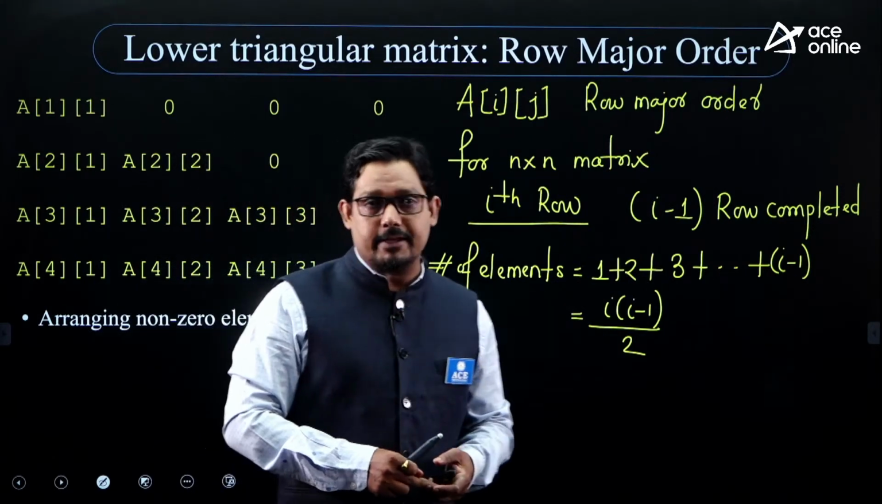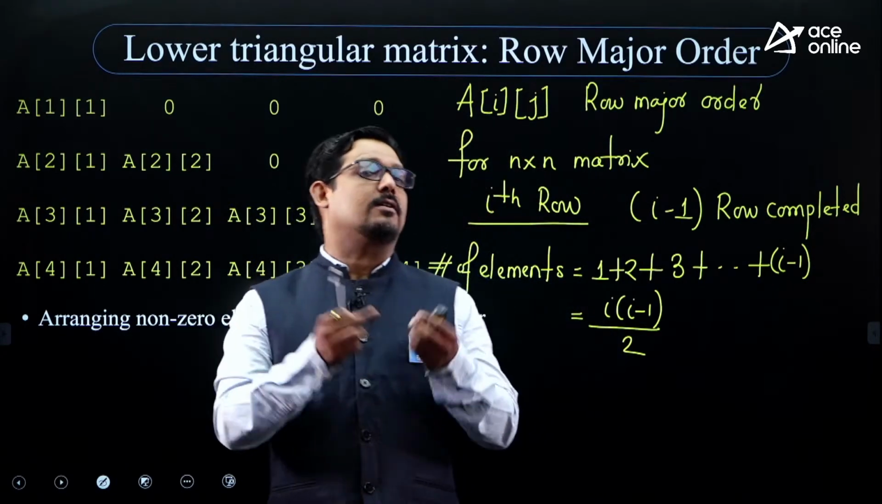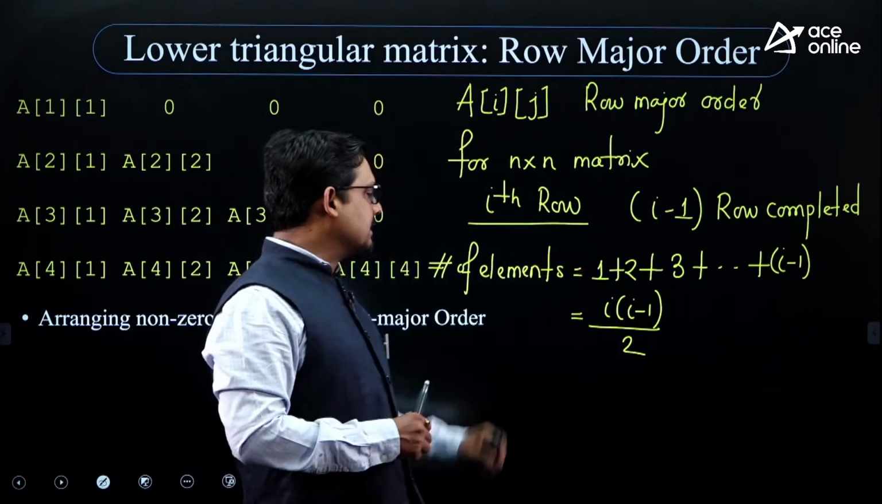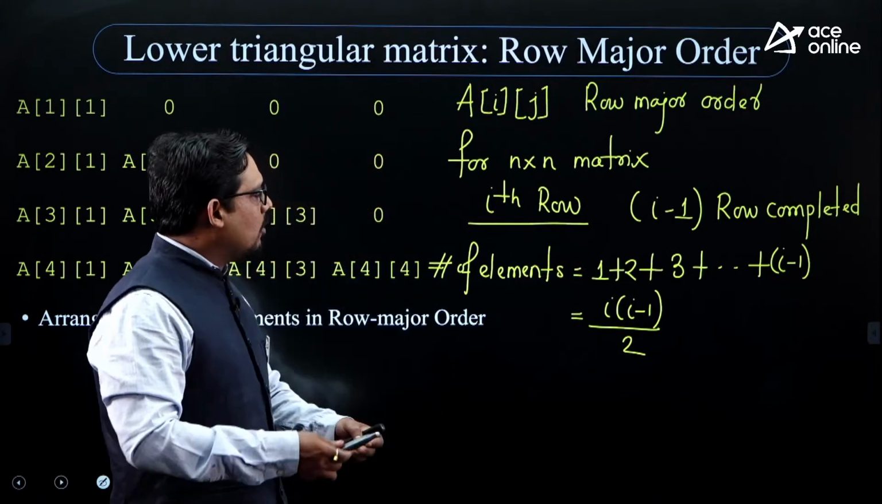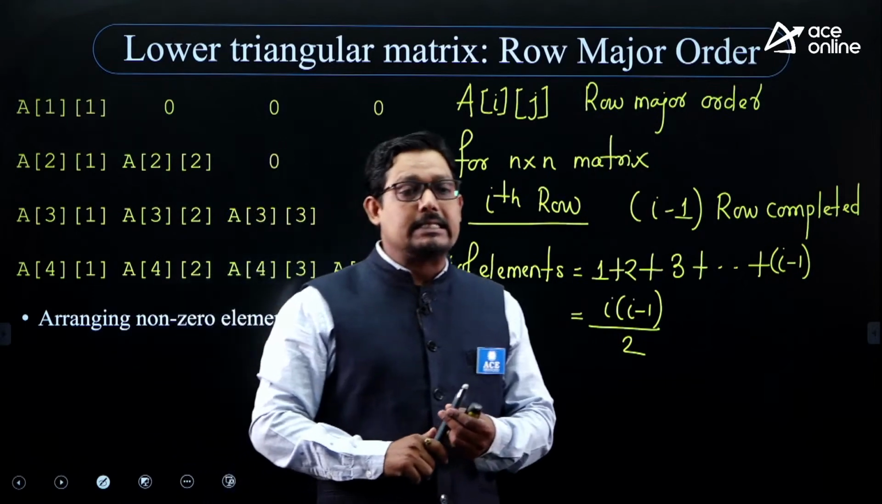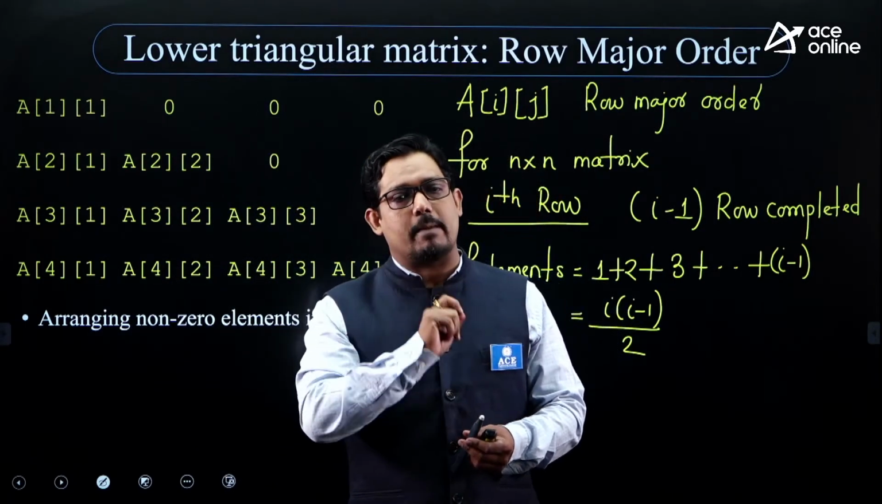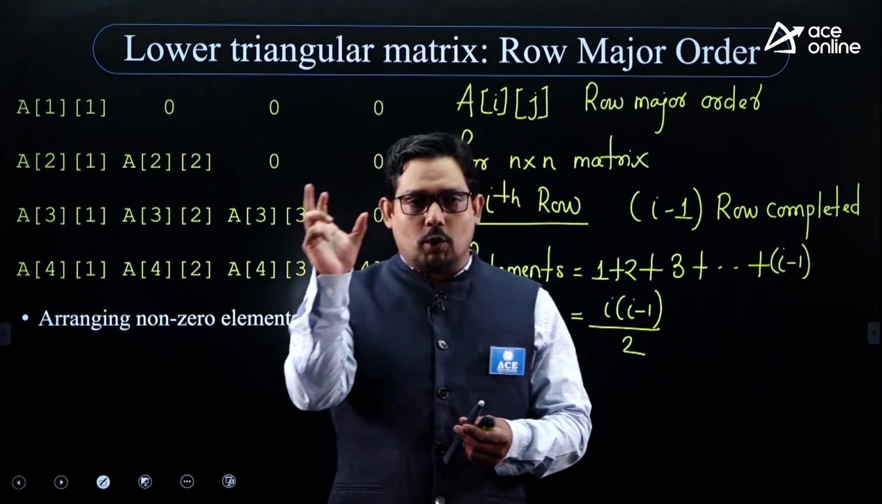What will be very interesting is what will happen if there is a generalized bound. We'll see that after this, if I have a different lower bound, but just make sure that it is a square matrix, that both the dimensions are equal.